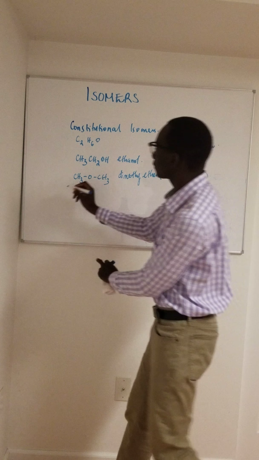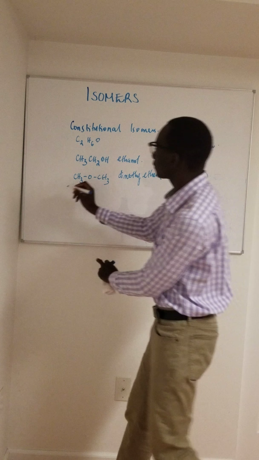Now that you've understood what we mean by constitutional isomers, let us go to the other side and see what we mean by stereoisomers. Under stereoisomers, like I said, the word stereo means spatial. So these isomers differ in the way they are arranged in space. They have the same general formula and the same atomic arrangement, but the way these atoms are arranged in space is really different.